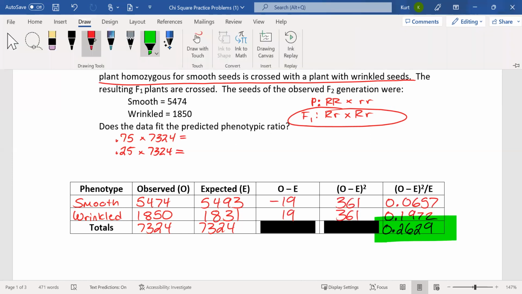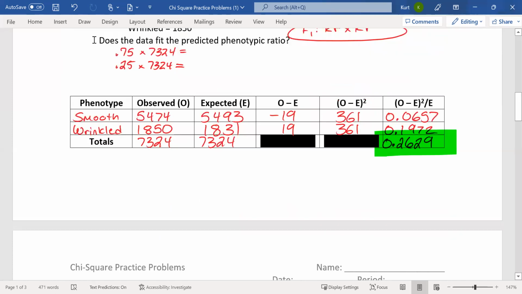Now I'm going to tell you, on the AP exam, you might just be asked to find chi-squared and that's it. Just find chi-squared. It's going to give you multiple choice, A, B, C, D. Which one is chi-squared? Or it might be on the FRQ. Does the data fit the predicted phenotypic ratio? How many degrees of freedom are there? 1 degree of freedom. So what is the critical value? 3.84.